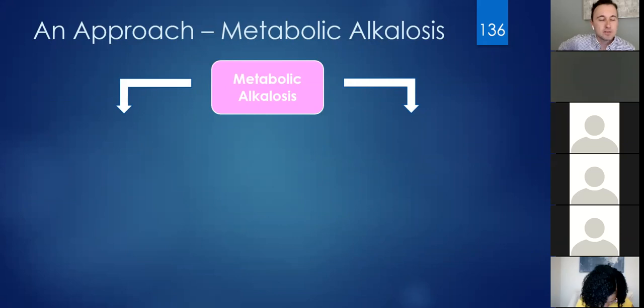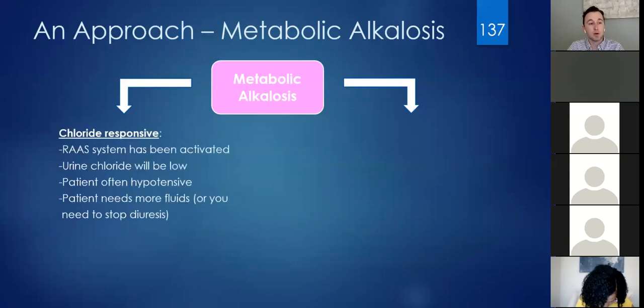Okay, so all that stuff, like I said, is a little confusing to me, so I wanted to show it to you this way, which I think makes it a little bit easier. If you diagnosed a metabolic alkalosis, knowing whether or not it's chloride responsive will help you both diagnostically and therapeutically. Okay, so let me show you what I mean. If it's chloride responsive, you know that only happens in situations in which the RAS system has been activated. Your urine chloride is going to be low. The patient's often hypotensive, which again makes sense. You're not going to activate this RAS system unless you're hypotensive or unless there's reduced circulating volume. And often the patient needs more fluids, or you need to stop diuresis.